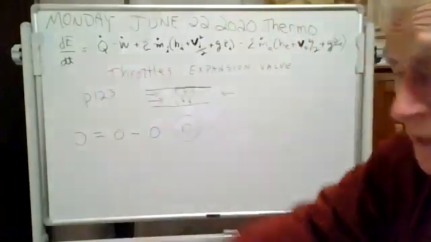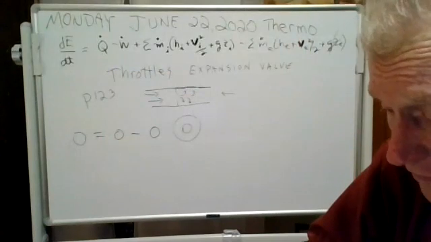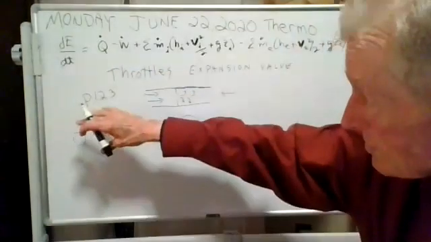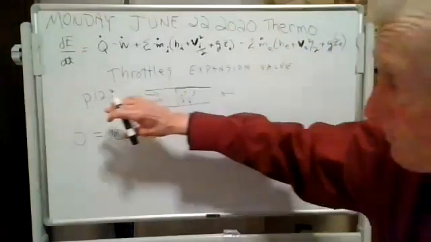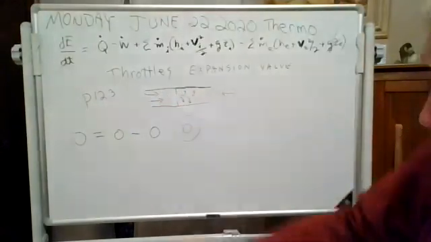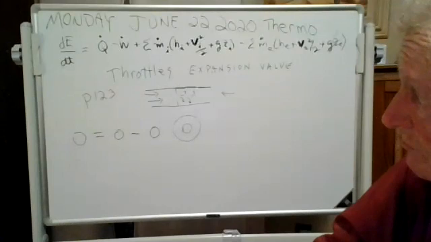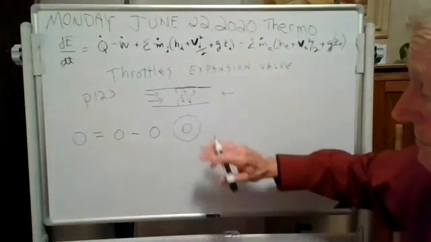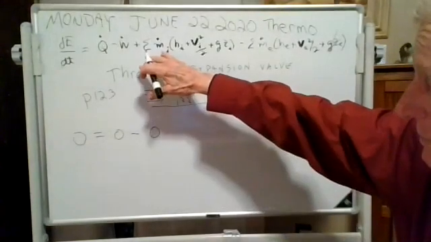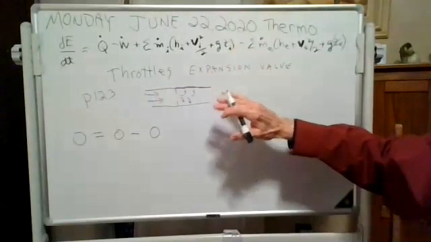They don't do any work. They don't provide power, and they don't require any power. All you're doing is sending maybe some fluid or some vapor through a constriction. So you don't need any power. And so you don't need any sigma signs because there's just one inlet and one exit.